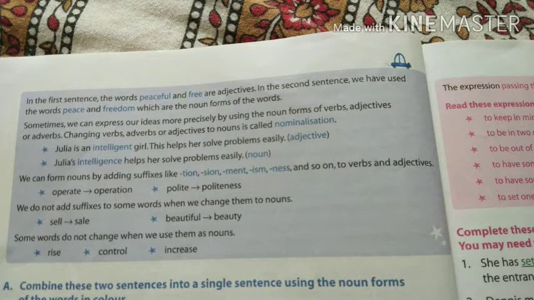We can form nouns by adding suffixes like tion, sion, ment, ism, ness and so on to verbs and adjectives.